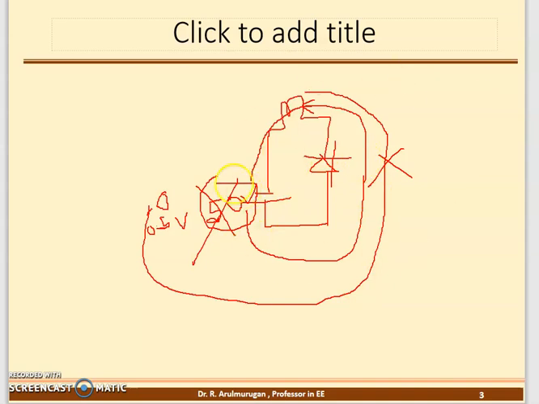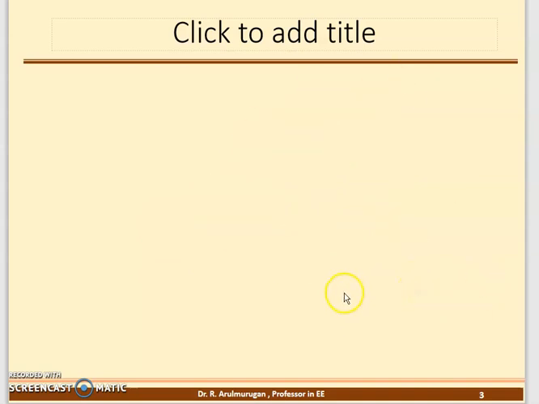So this is about the diode. If you are interested, I will teach you. If I take that one diode, I will draw it. Here is a source, a DC source.